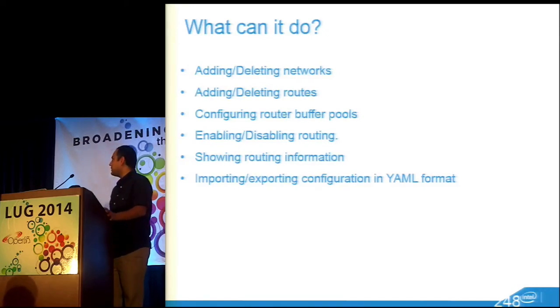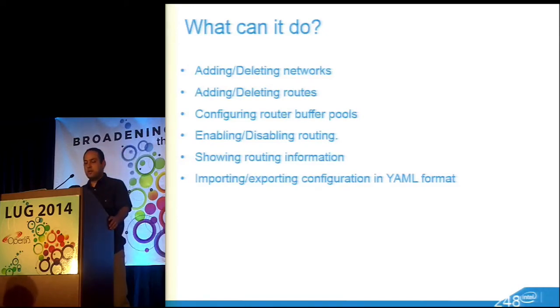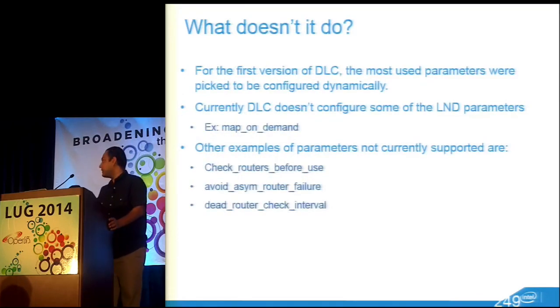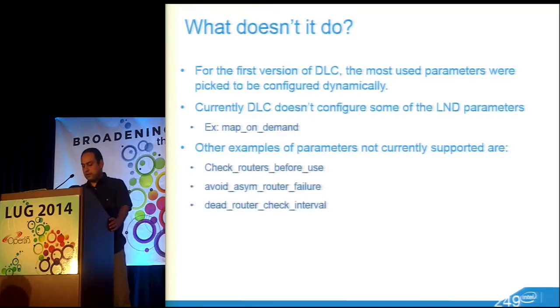We chose a specific set of parameters to configure. It's not exhaustive, so there are parameters that are not configured via DLC right now. Examples of that are map on demand or check routes before use, etc. But for the first iteration of DLC, we chose the most used parameters.